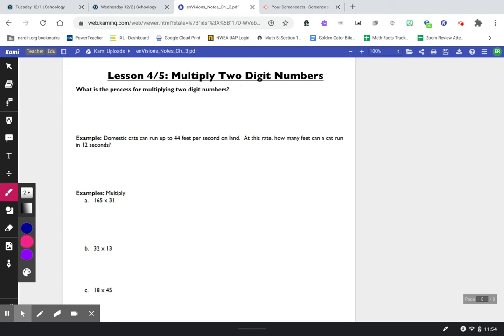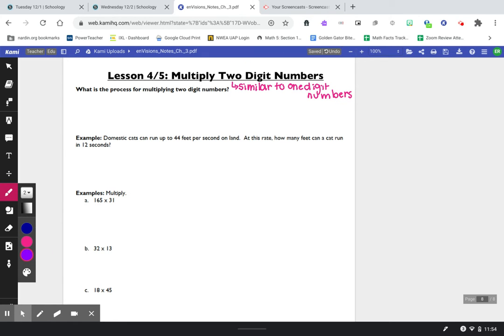It's our last lesson, and we are going to learn how to multiply two-digit numbers. Just keep in mind that when we multiply two-digit numbers, it's very similar to those one-digit numbers that we learned. So, what is the process for doing this?